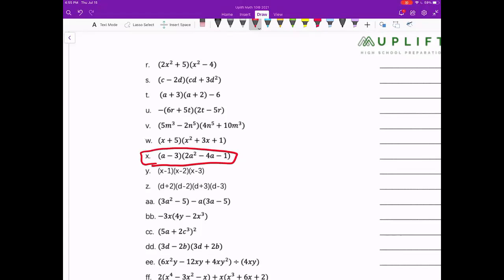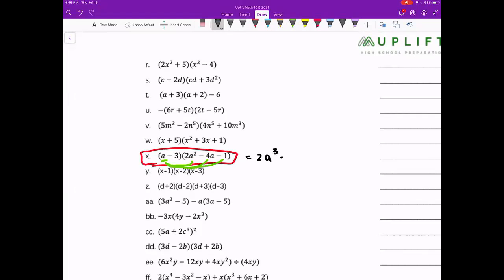Yeah, so here we have a binomial multiplied by a trinomial, so we really can't use the FOIL method anymore, but we can kind of replicate it. What I like to do is pick the first term out of the binomial and multiply it by every single term of the trinomial. So a times 2a squared, times negative 4a, times negative 1. And then I choose the second term.